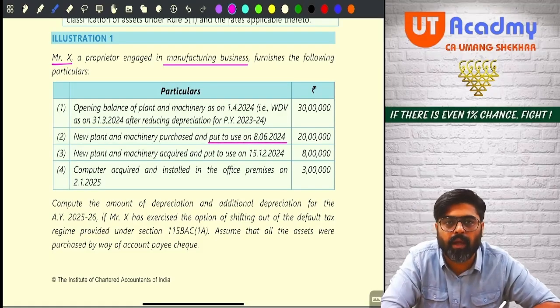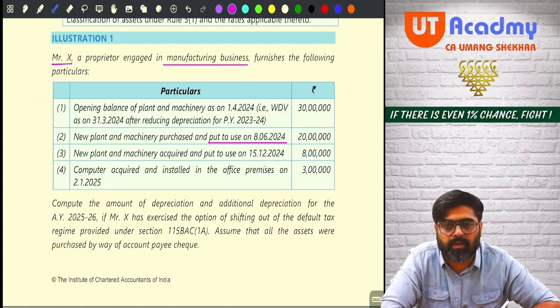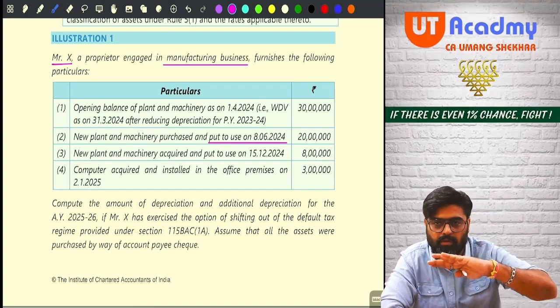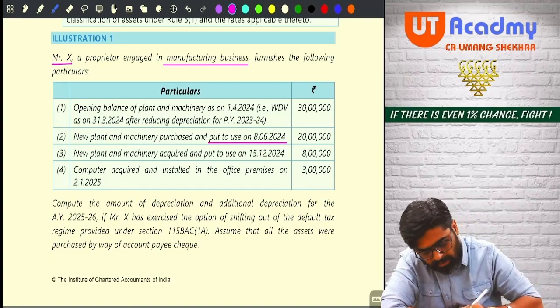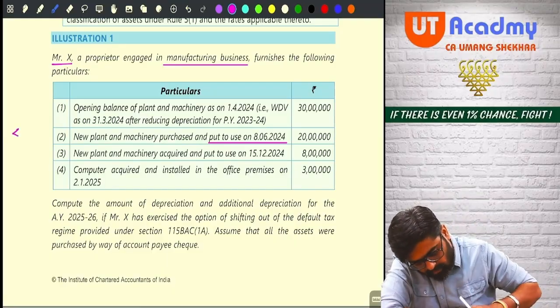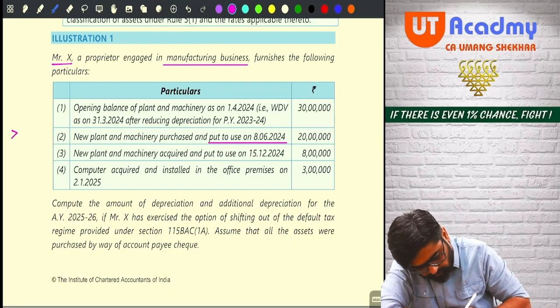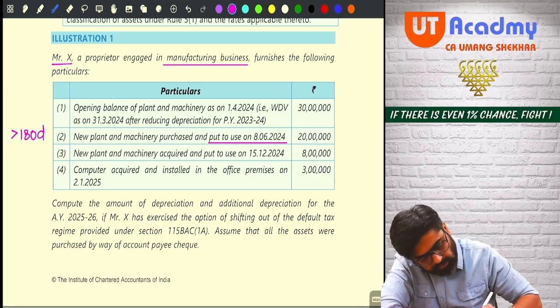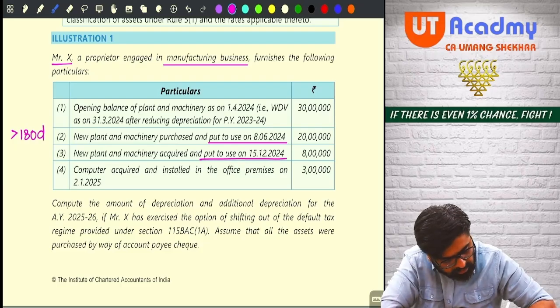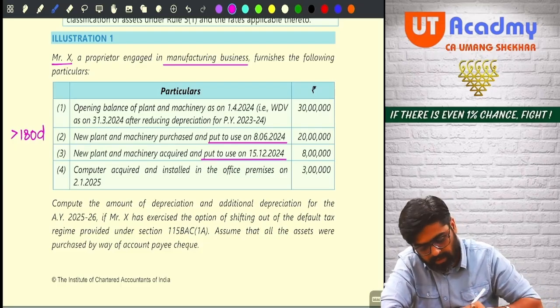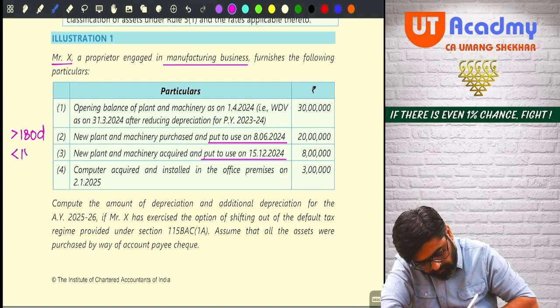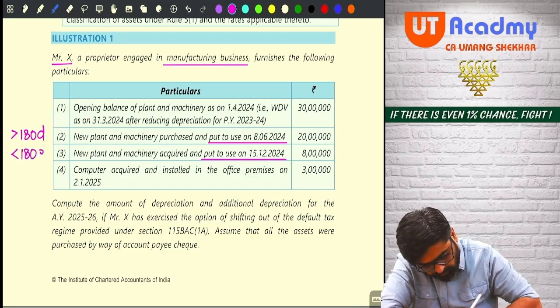Was it before my birthday, on my birthday, or after my birthday? Before 4th October, so it will be greater than 180 days use. Now this was put to use on 15th December, meaning after my birthday. This will be less than 180 days.